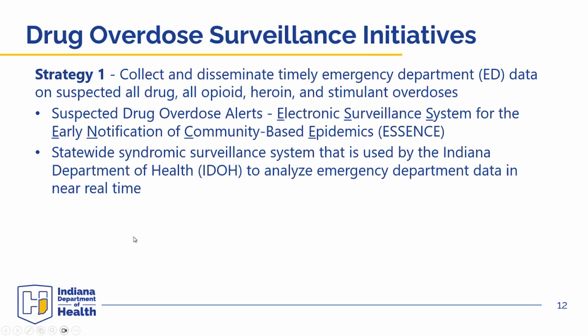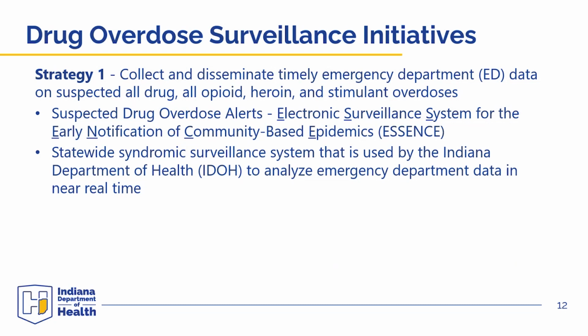Jumping into strategy 1 of the drug overdose surveillance initiatives. Strategy 1 focuses on collecting and disseminating timely emergency department data on all suspected drug, opioid, heroin, and stimulant overdoses. One of the ways that we do this is through a program called ESSENCE. ESSENCE stands for Electronic Surveillance Systems for the Early Notification of Community-Based Epidemics. That is a mouthful, so we go for ESSENCE for short.